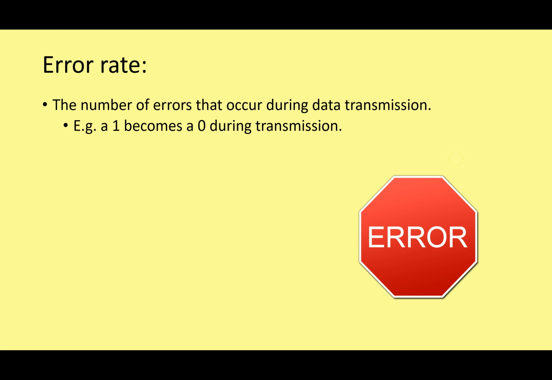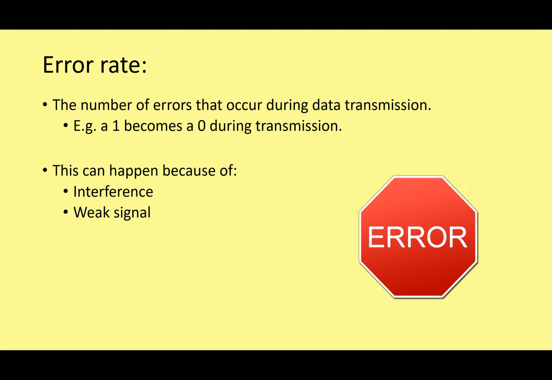Error rate. The number of errors that occur during data transmission. So the idea is that a 1 flips and becomes a 0 or vice versa during the transmission of the data. And this can happen for a variety of reasons. You can have interference, you can have weak signals, but obviously once we start introducing errors, we're going to slow down the performance of a network because that data has to be checked and resent again and again until we get it right.